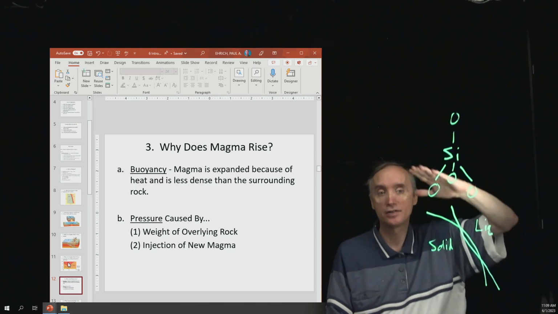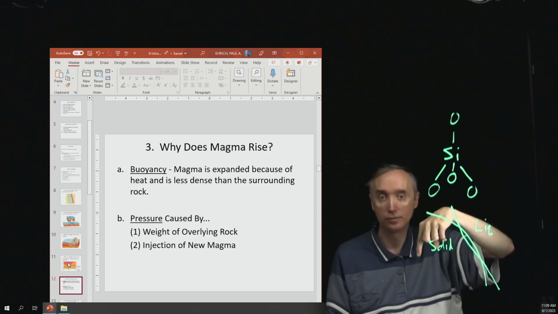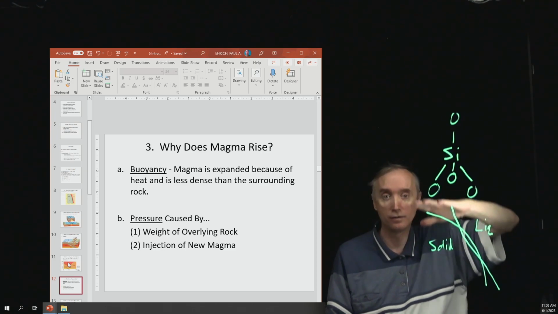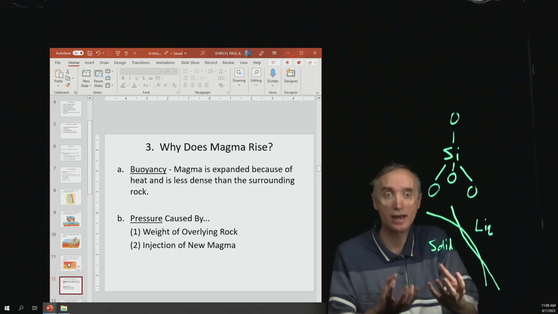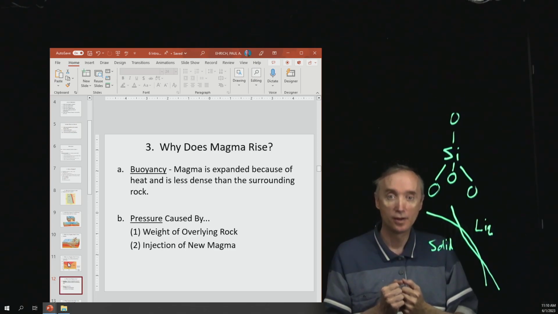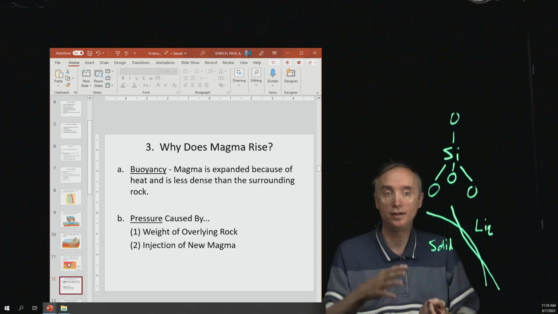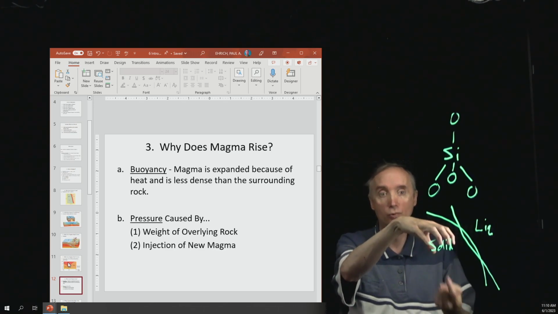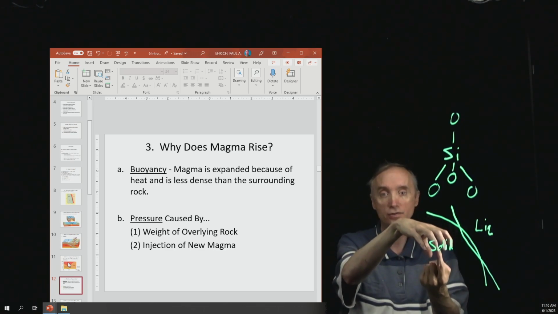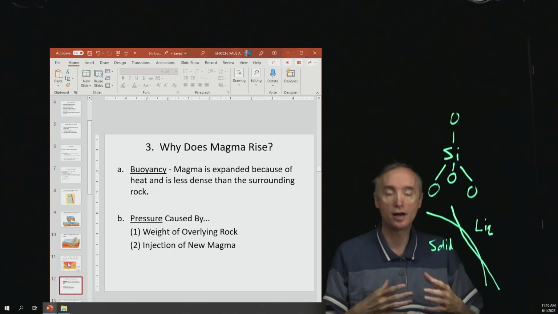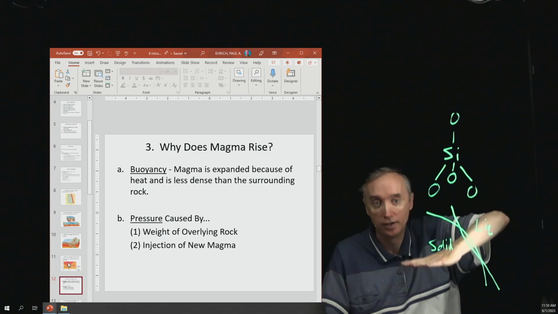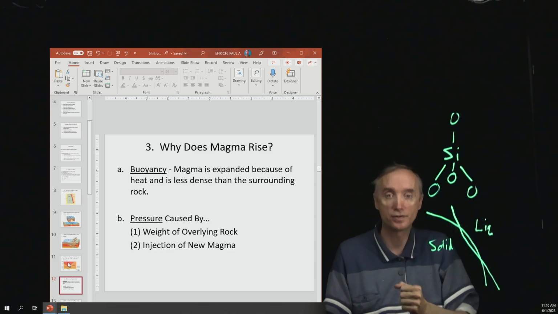Okay, but then it's also being held down by pressure. The weight of the overlying rock pushing down actually keeps the magma from coming up. Another thing, though, is that if you already have magma and then more magma is injected into it, that's going to make it more buoyant and make it want to go up to the surface. So it's kind of a competition between the pressure that's trying to hold it down and the buoyancy, which is trying to make it go up to the surface.